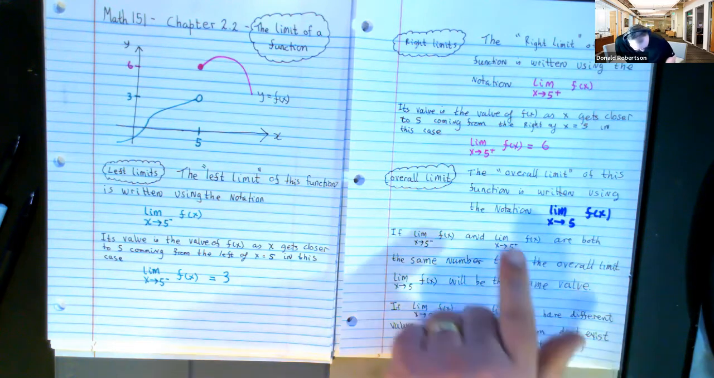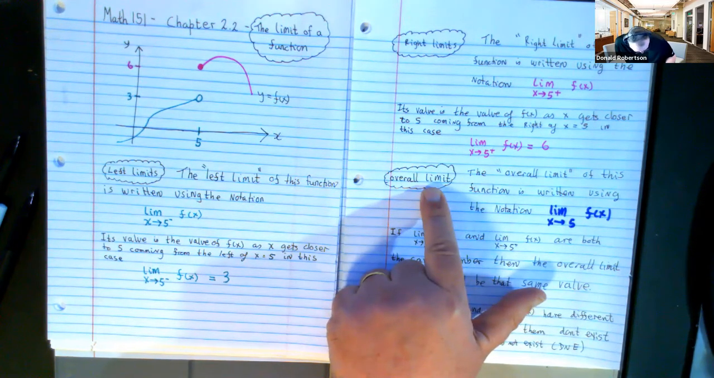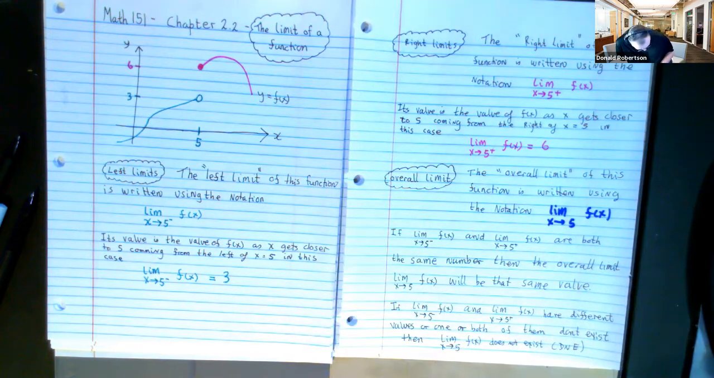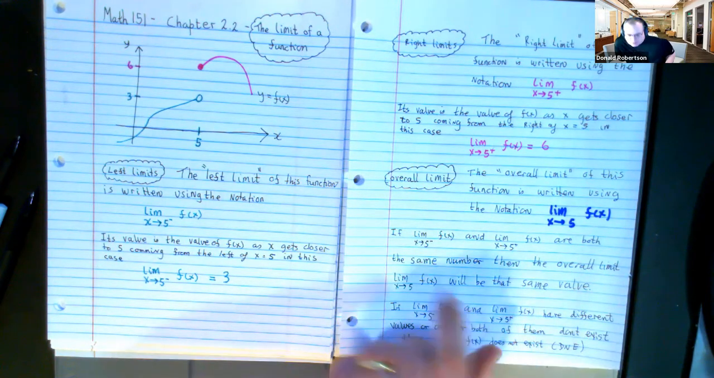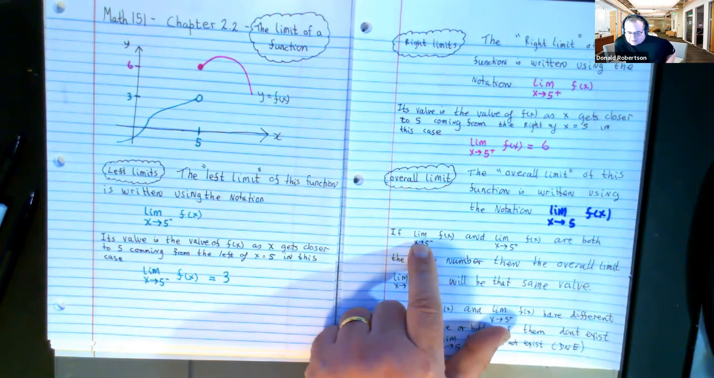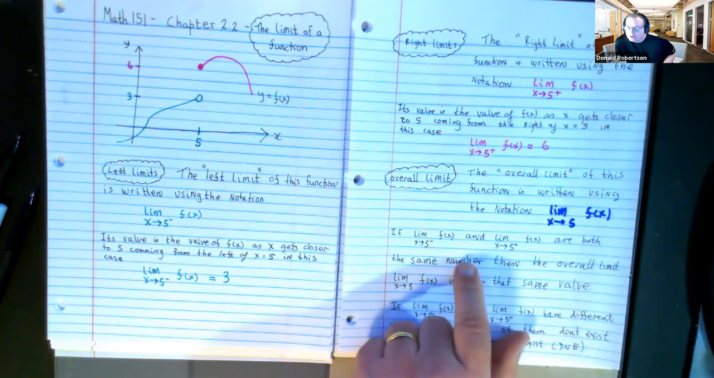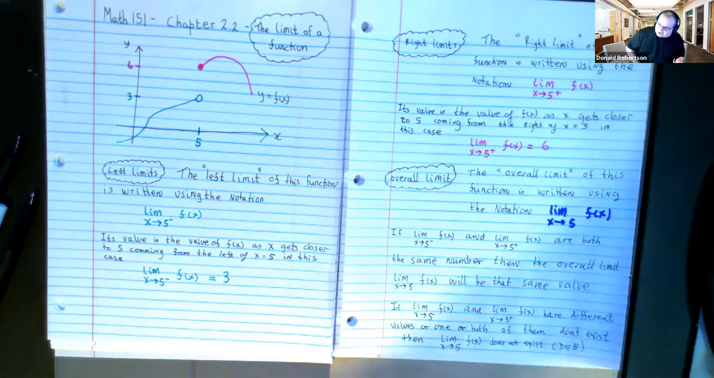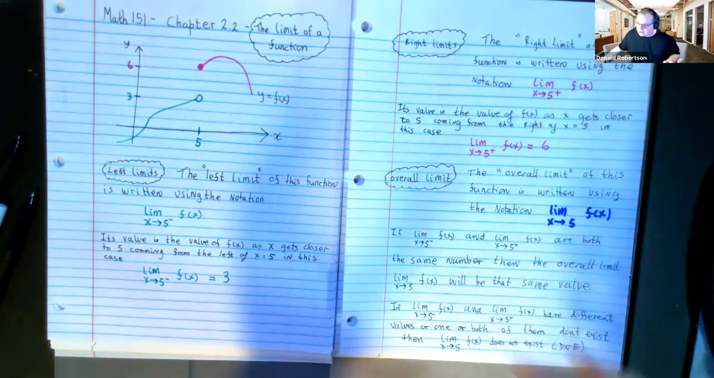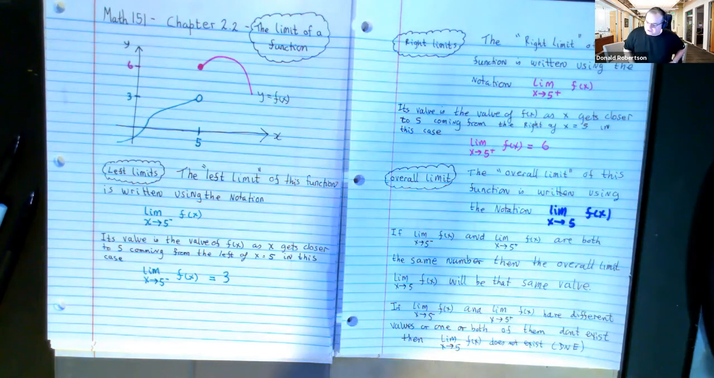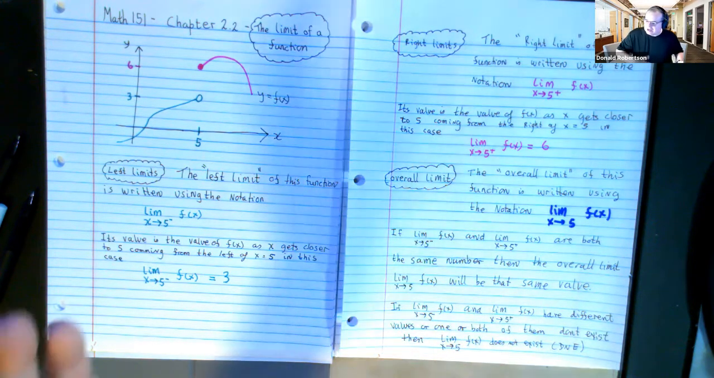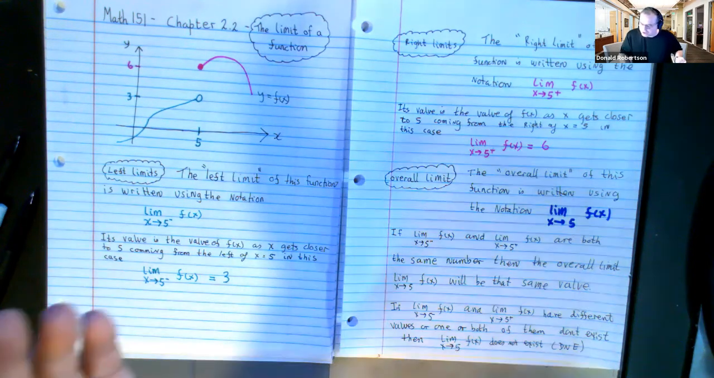So how do you calculate the value of the overall limit? Well, it's a bit messy, but it's pretty intuitive, I think. Are the left limit and the right limit both the same number? If the left limit says you're trying to be 10 and the right limit says, yep, you're trying to be 10, the overall limit is 10. That makes sense.